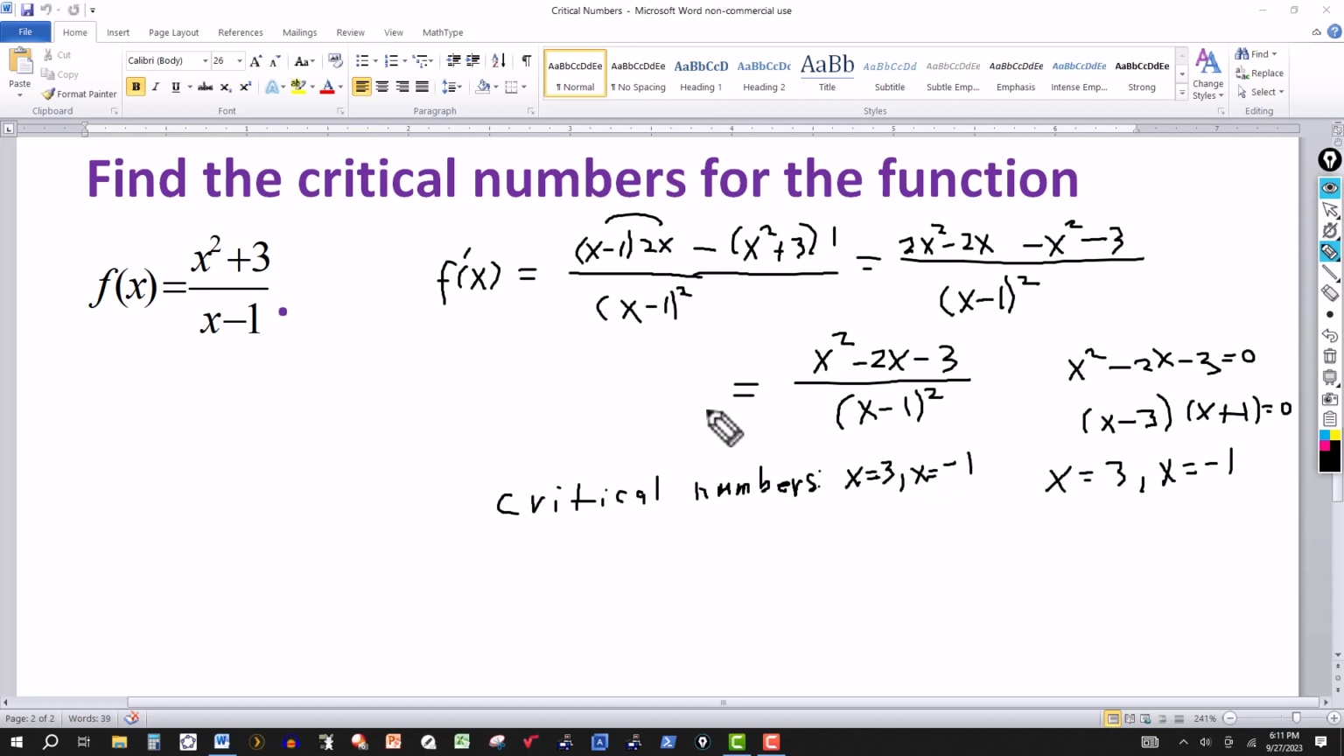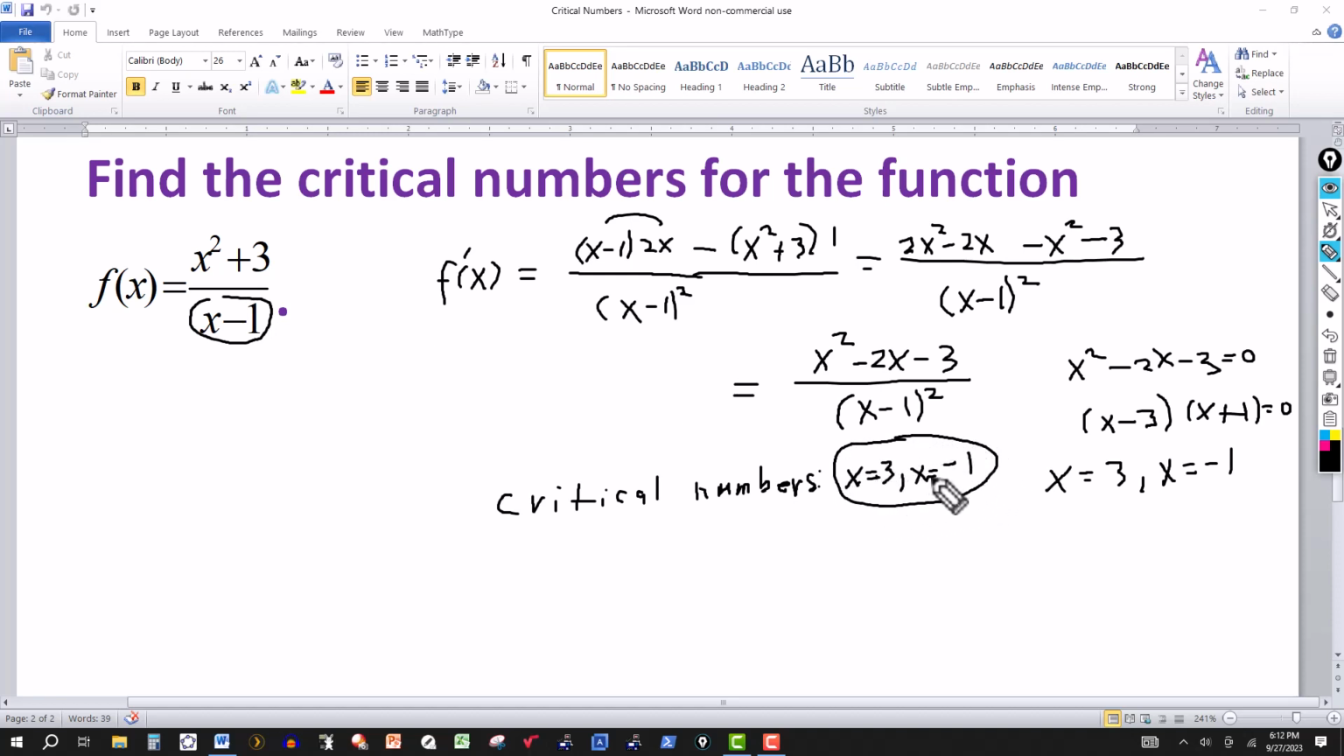Notice potential critical numbers are numbers where the derivative is undefined. So in this particular case here, because the denominator is 0 at 1, x equal to 1 could possibly be a critical number, but the condition is that the critical number has to be in the domain of the function. And as I pointed out, x equal to 1 is not in the domain of the function because the function is not defined at x equal to 1. So the only critical numbers we could list here are x equal to 3 and x equal to negative 1.